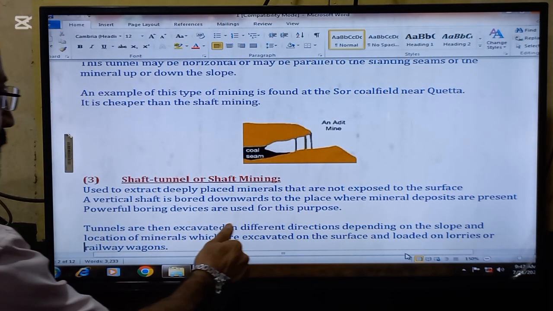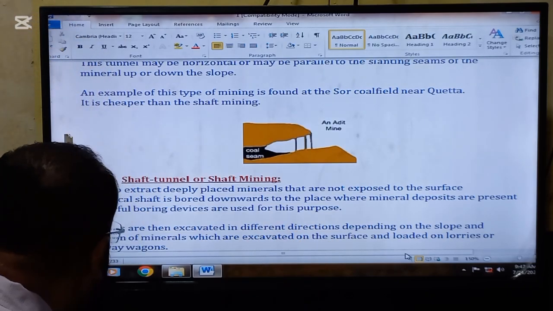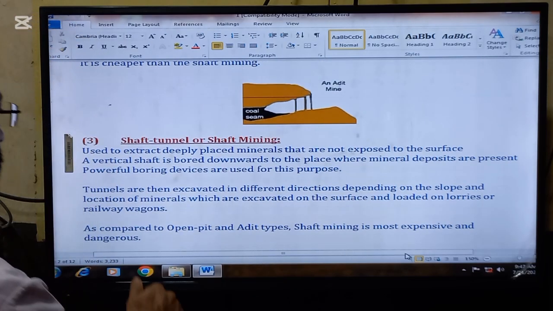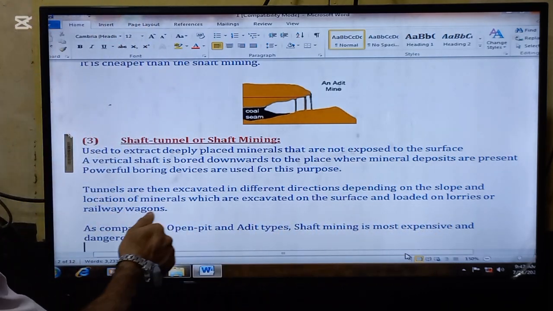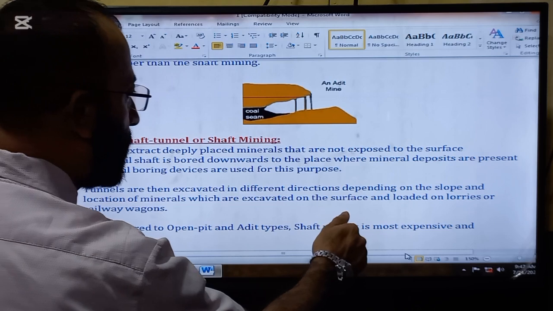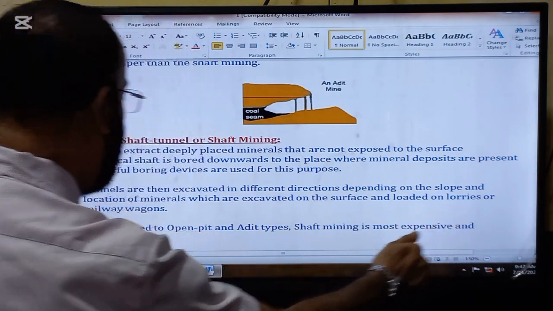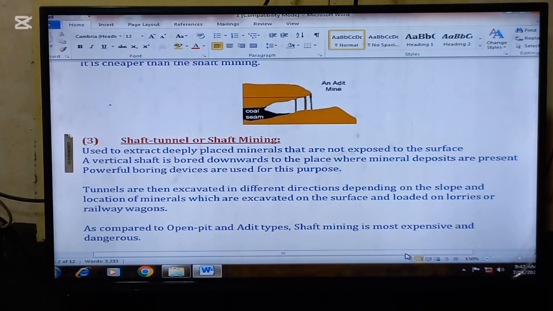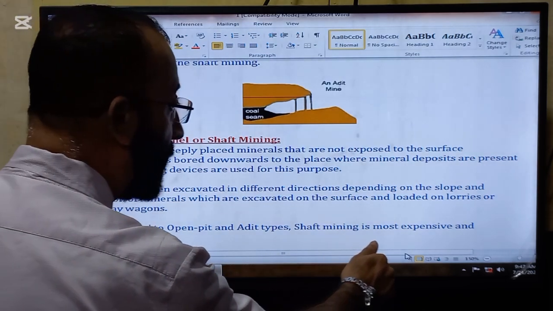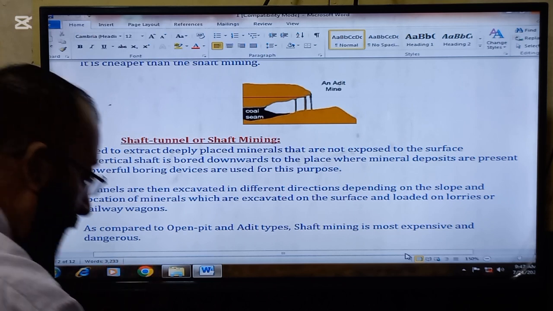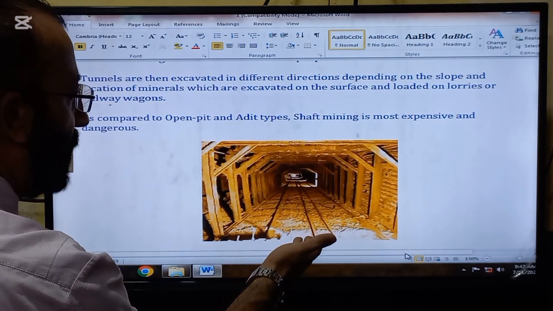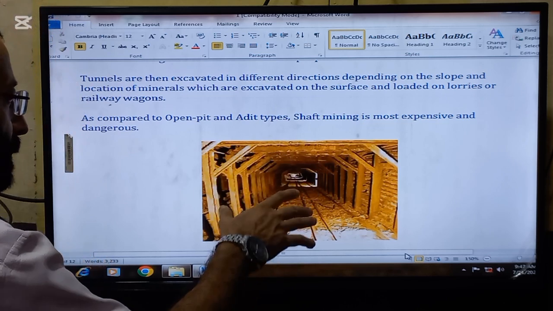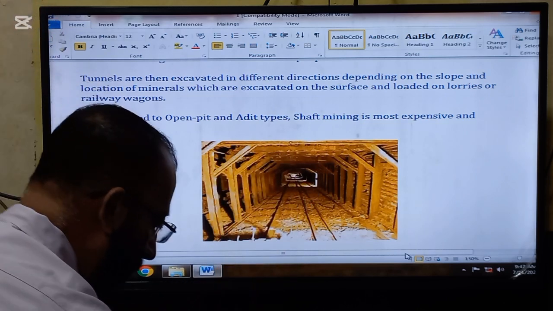Powerful boring devices are used for this purpose. Tunnels are then excavated in different directions depending on the slope and location of the minerals, which are excavated on the surface and loaded on the lorries or railway wagons. As compared to open pit and adit types, shaft mining is most expensive and dangerous. So this type of the tunnel is normally made to reach to the deeper layers of the minerals.